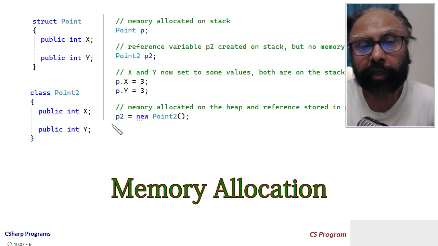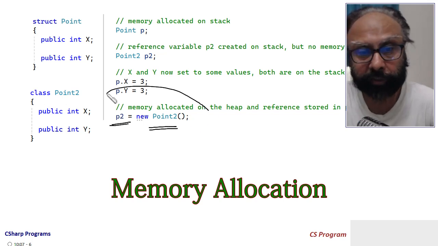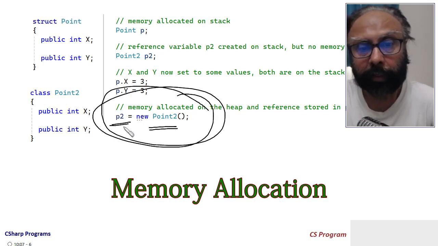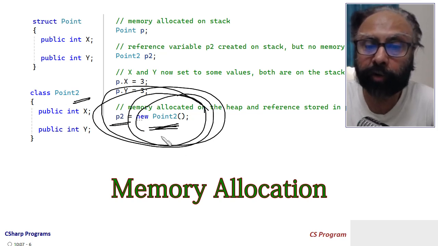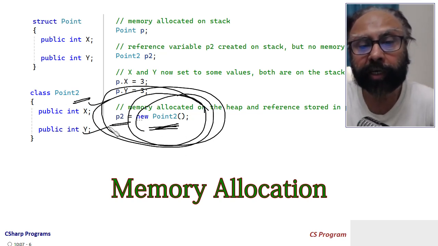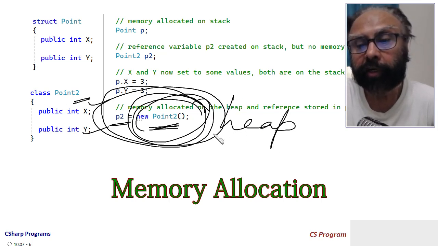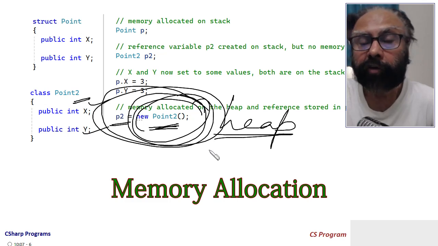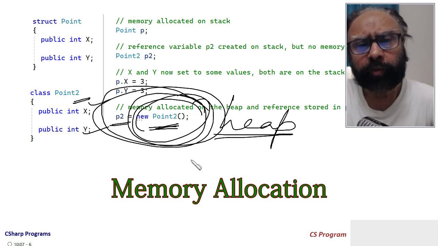Then if we now write p2 equal to new Point2, in this case the memory is allocated for Point2. X and y are created, but this memory goes to the heap area, and on the heap it will be a bit slower to allocate and deallocate memory, because heap compaction and many bookkeeping items have to be done.